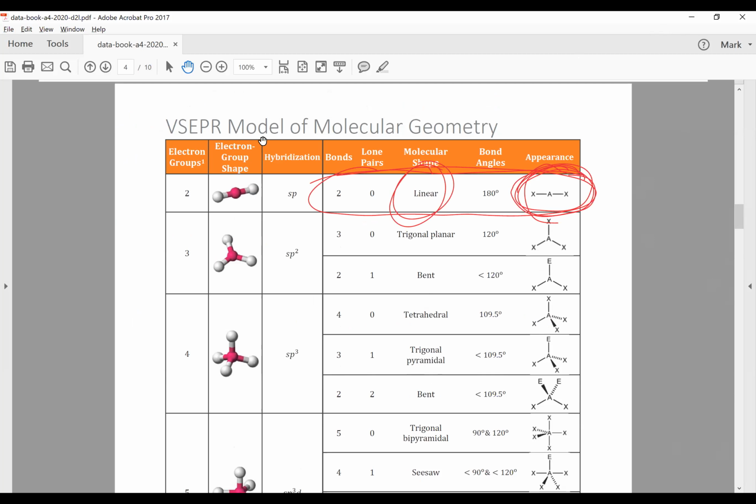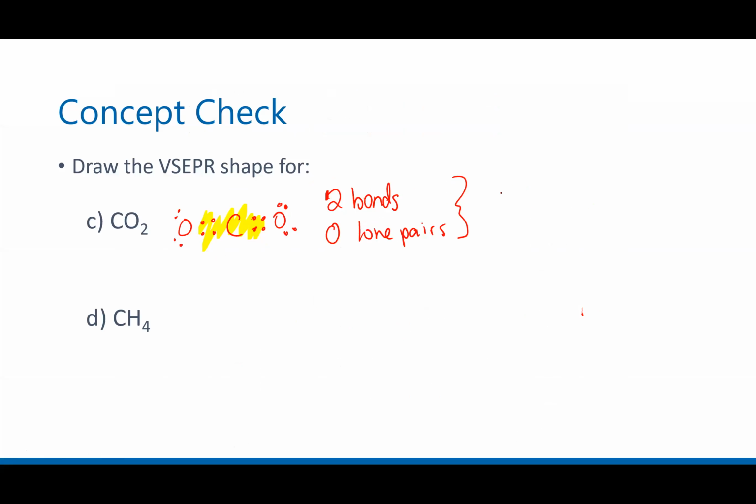One thing to mention here is that the data booklet is saying it's XAX in that lineup, and that's fine. But just remember, when I sketch my molecule, I'm going to write these bonds as double bonds. It would look like this. You could put the electrons in if you want. But all you need to know is that this is linear.